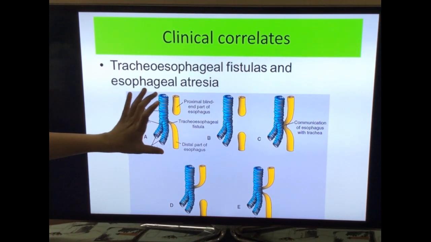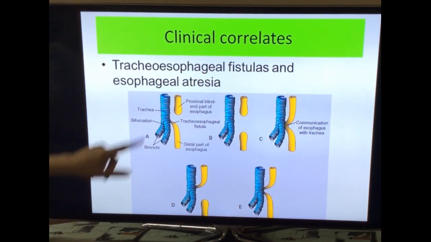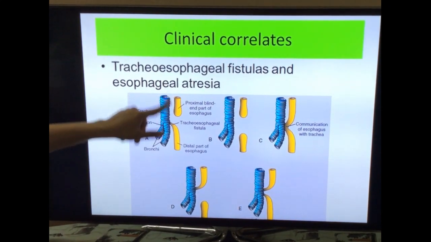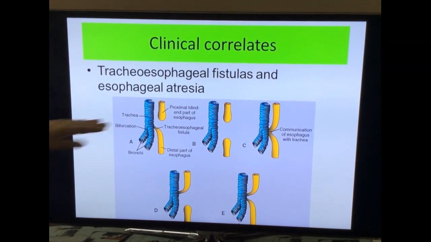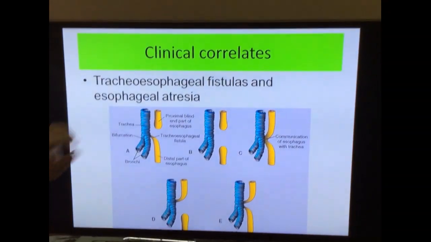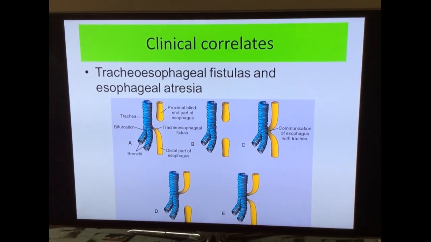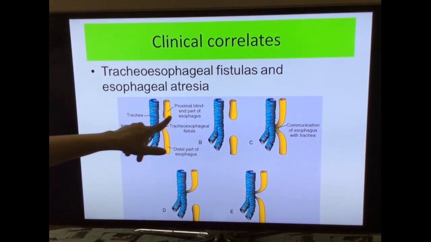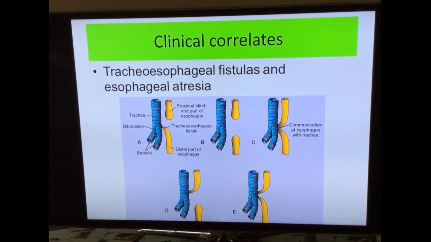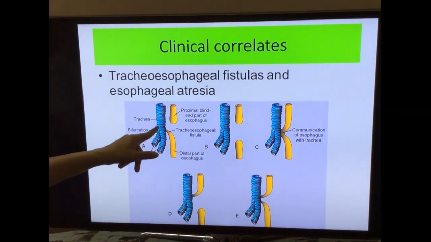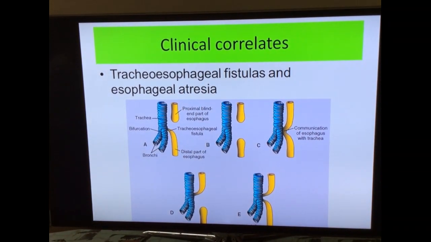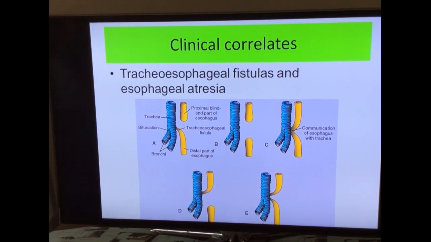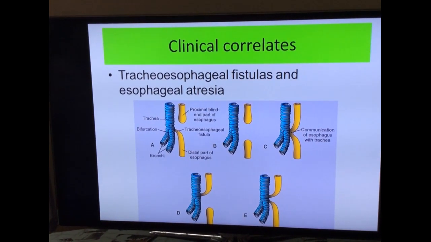This is the most common type, where you can see that the upper esophagus has a blind closure. The proximal or upper part of the esophagus is closed, and the end is blind. The lower esophagus has a connection with the trachea, forming a fistula. So this is the most common type of tracheoesophageal fistula with esophageal atresia.